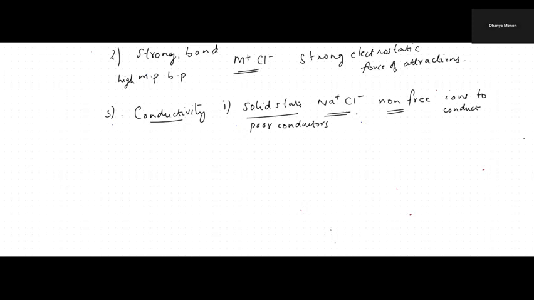But in the molten state, meaning the liquid form when you melt it, the ions become free to move, and then they are good conductors.